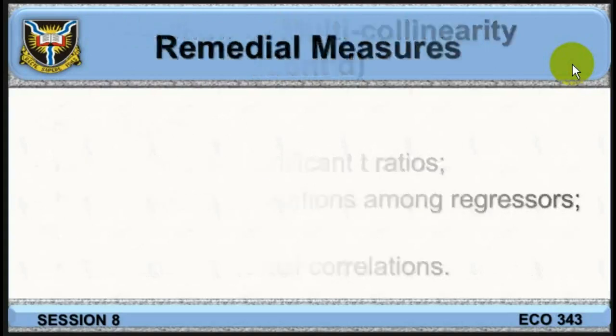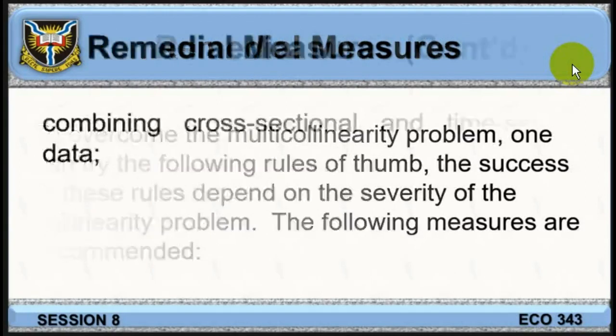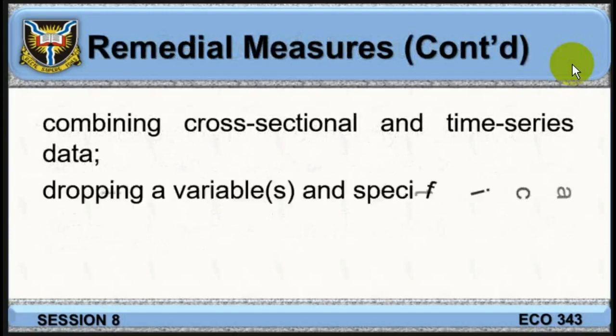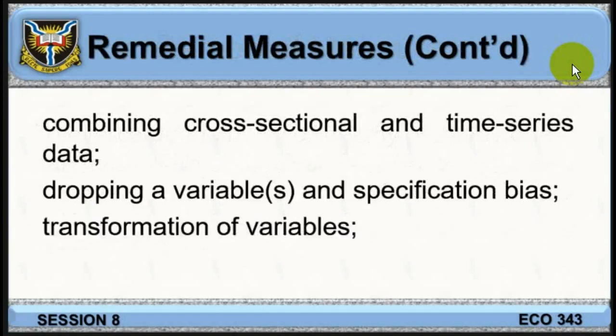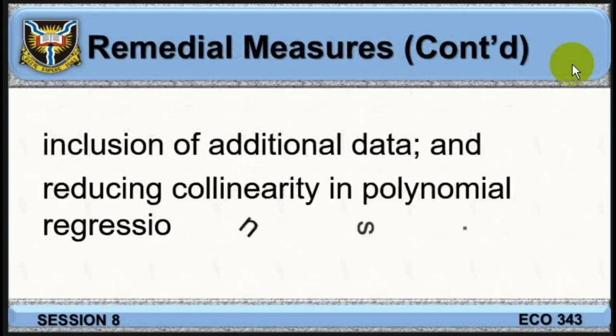Remedial measures. To overcome the multicollinearity problem, one can try the following rules of thumb. The success of these rules depends on the severity of the collinearity problem. The following measures are recommended. 1. Combining cross-sectional and time series data. 2. Dropping a variable and specification bias. 3. Transformation of variables. 4. Inclusion of additional data. And 5. Reducing collinearity in polynomial regressions.